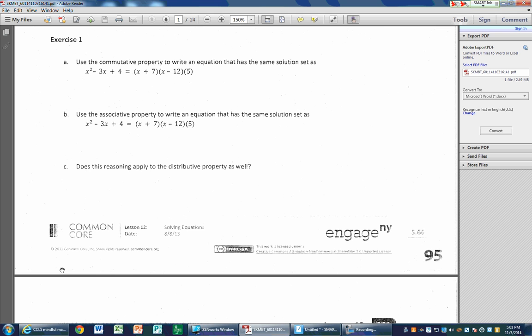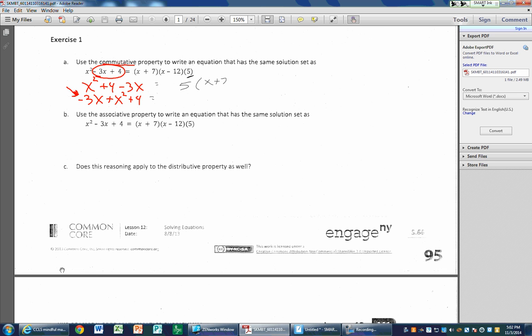Now, it doesn't say if we have to use the commutative property of addition or the commutative property of multiplication. If you wanted to commute those two, we could have had an x squared plus 4 minus 3x. We could have had a negative 3x plus x squared plus 4. Remember, the minus sign stays with the 3 when you move that around. And if we take a look at the right-hand side, we could have brought that 5 in front if we wanted to.